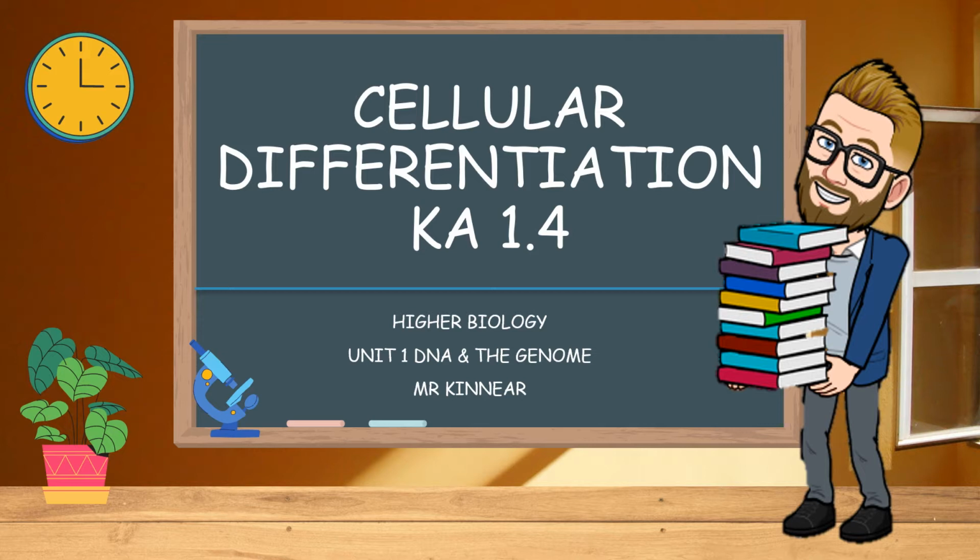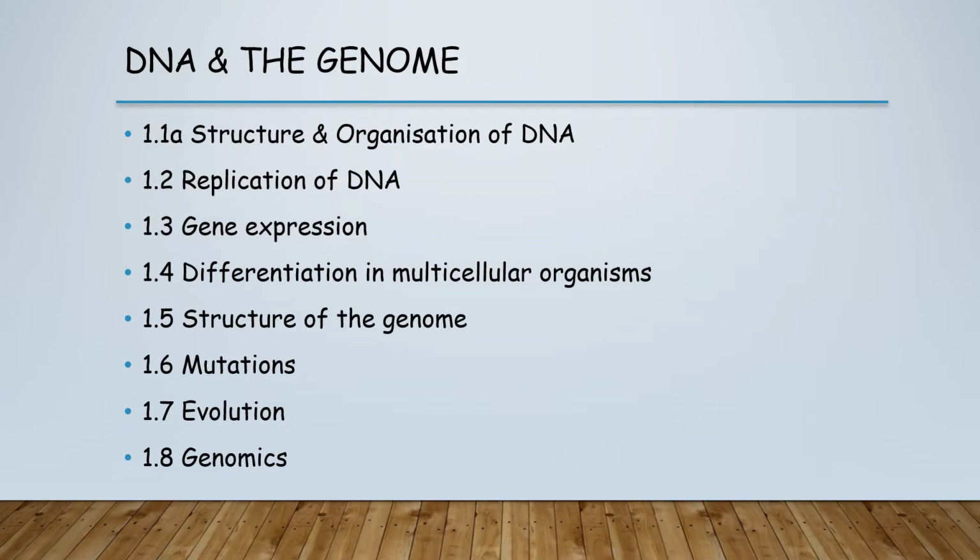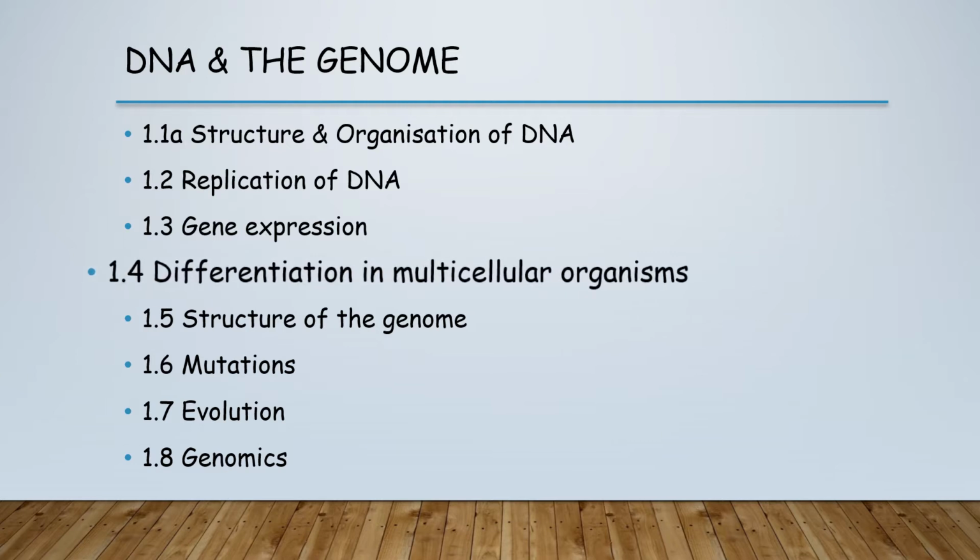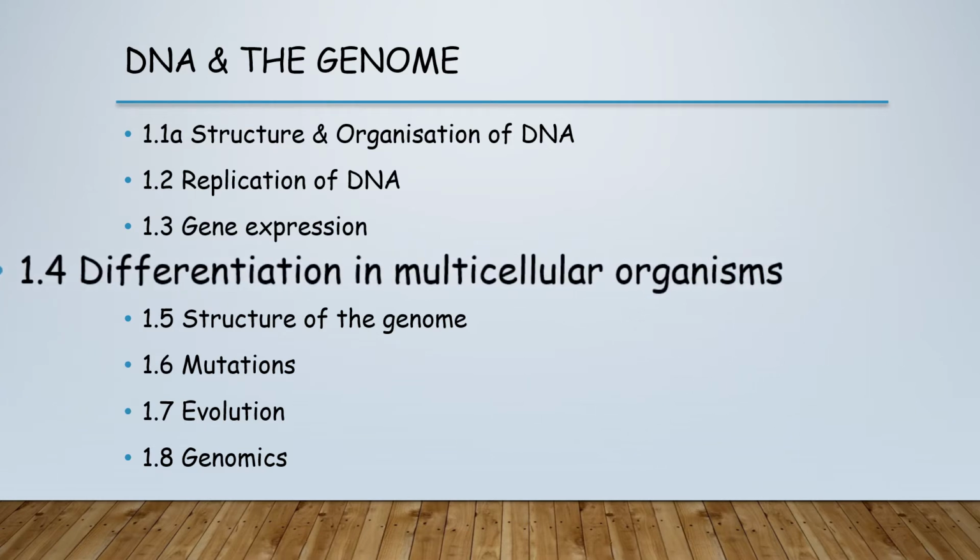We're on Unit 1, DNA and the Genome, and today we're going to look at cellular differentiation, which is Key Area 1.4. So this is where Key Area 1.4 sits in the unit. We've just finished Key Area 1.3 gene expression, and that is closely linked to the differentiation in multicellular organisms. So it's about the expression of genes in different cells, something I touched upon in those last video lessons.